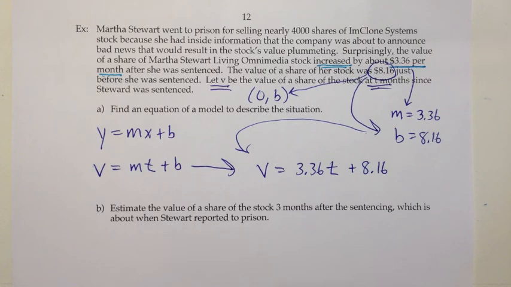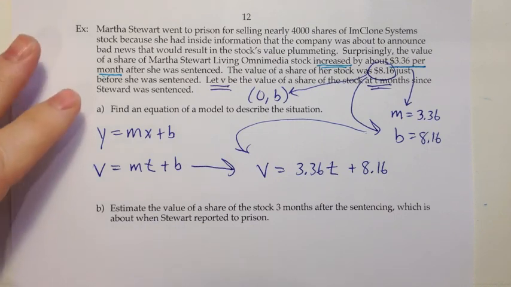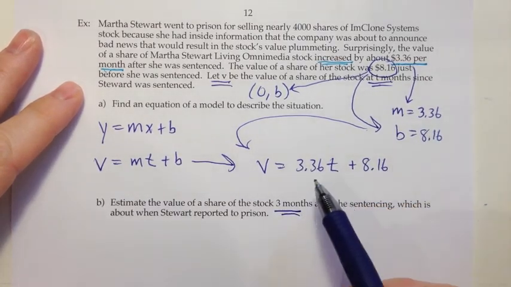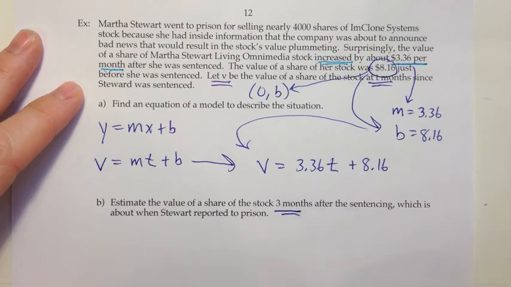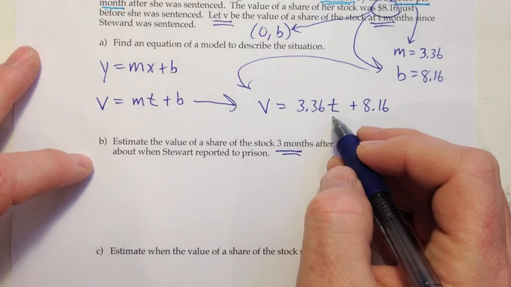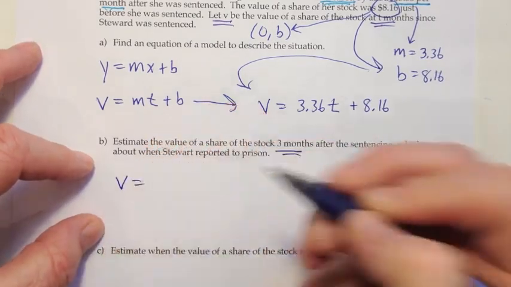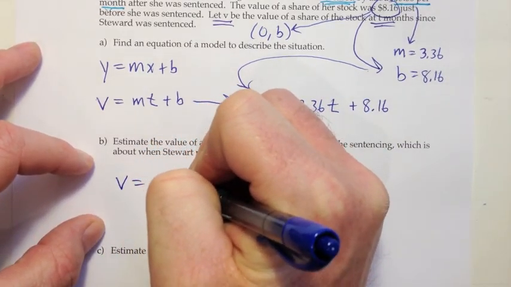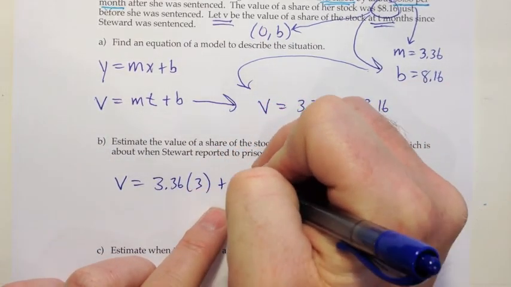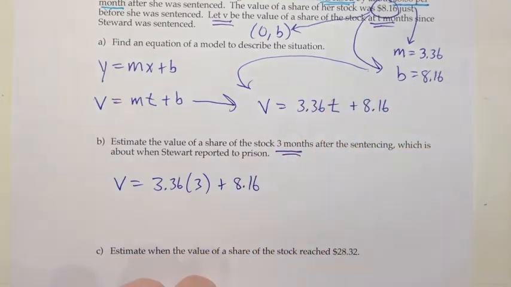Alright, so now let's try and use that equation to estimate the value of a share of the stock 3 months after the sentencing, which is about the time she reported to prison. So let's see, 3 months, that is not a value, that is a time, so that's our value of T, and we're looking for the value. So I'm going to plug this into the T and get that the value is 3.36 times 3 plus 8.16, and at that point I'll just go to the calculator to finish that off.